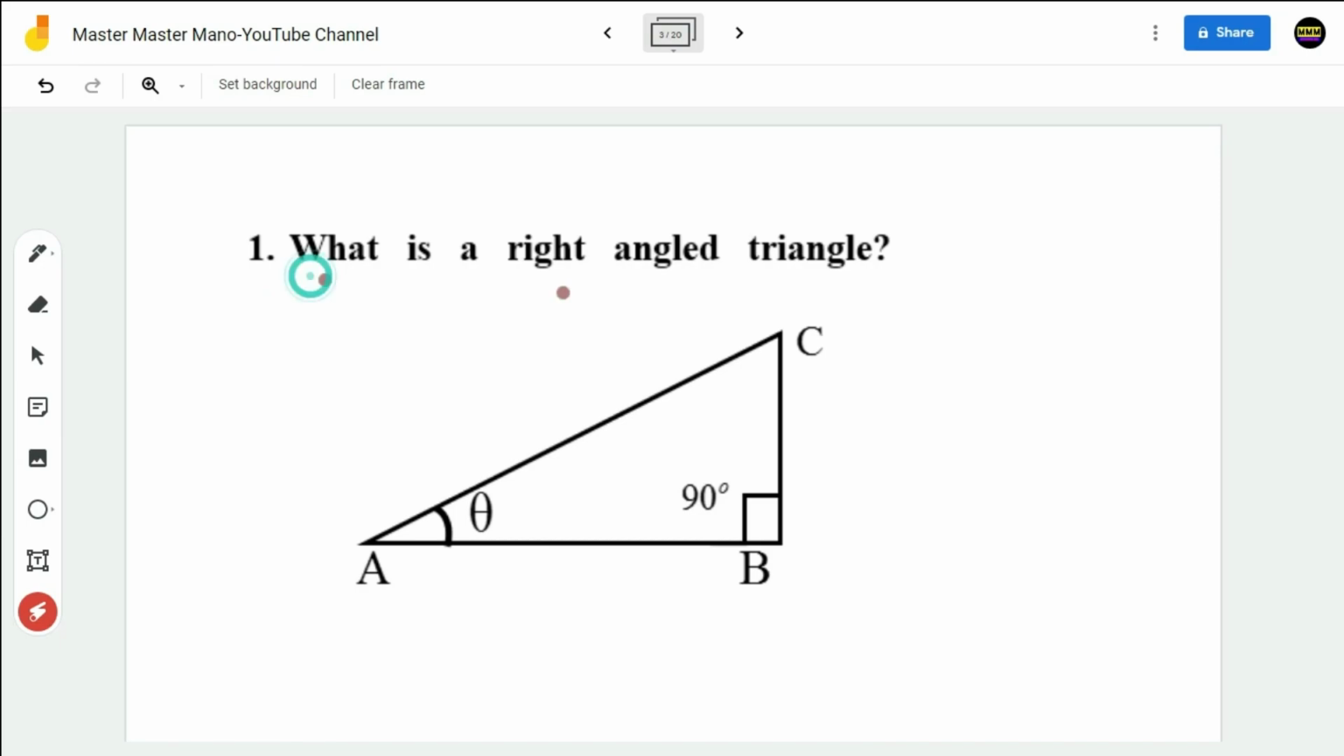What is a right angled triangle? As we know that a triangle has three sides and three angles. If any one of the angle is 90 degree, then it is a right angled triangle. In the triangle ABC, the side AB is perpendicular to the side BC. Therefore, the angle ABC is 90 degree. Therefore, this triangle ABC is a right angled triangle.